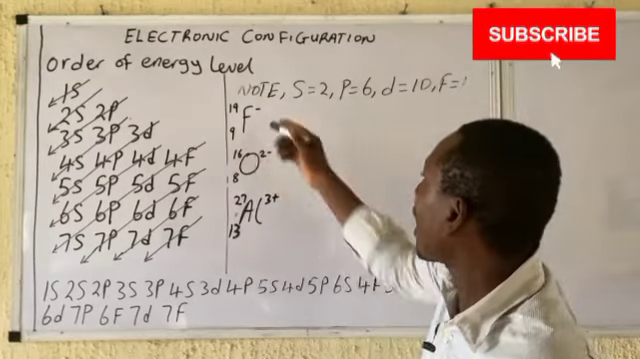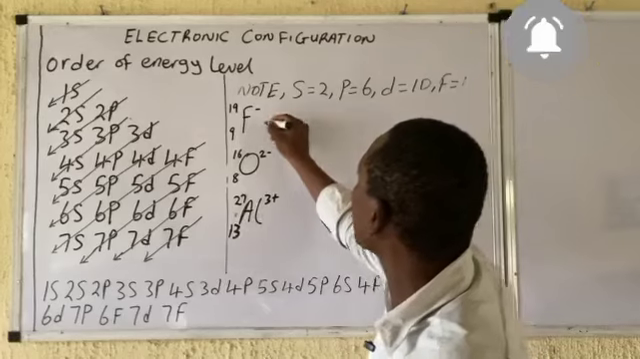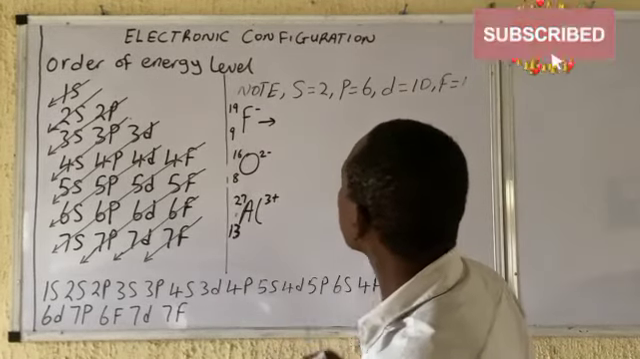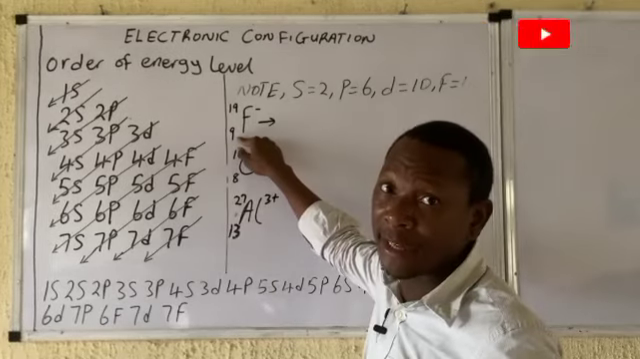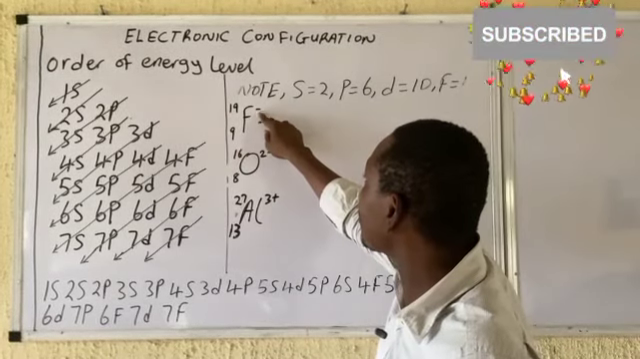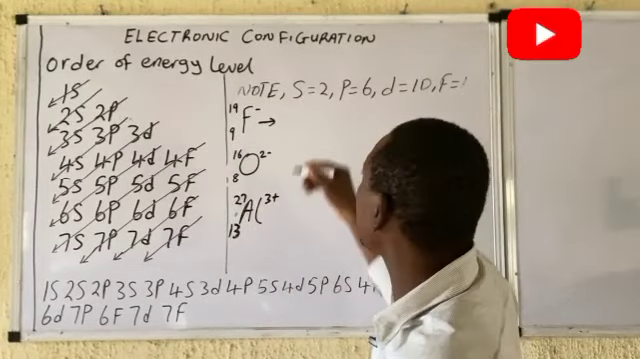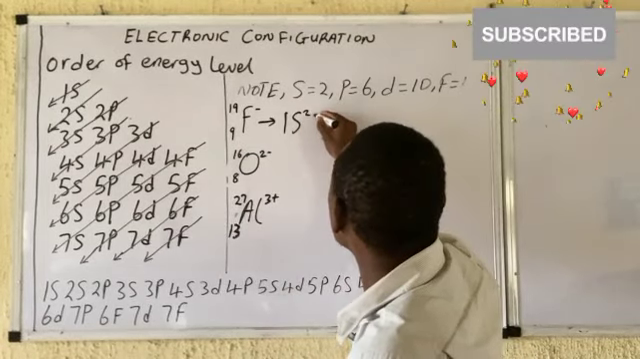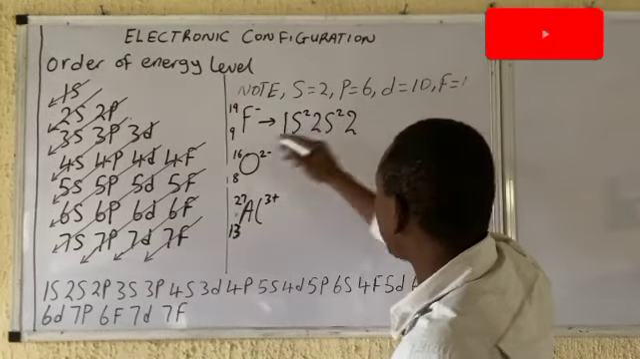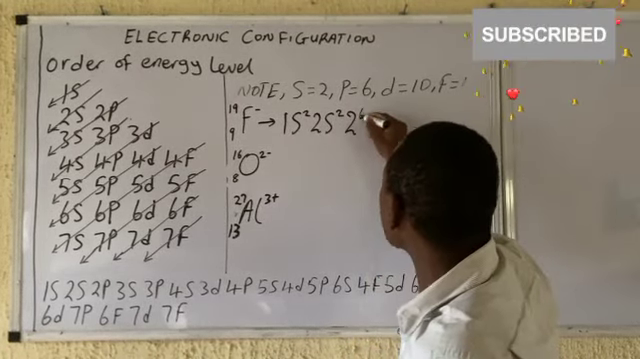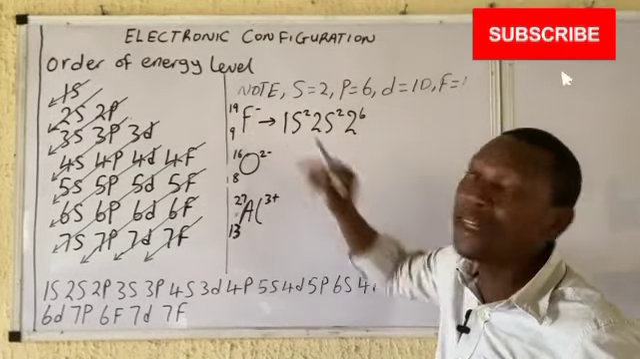Now, let's take a look at fluorine. Let's write the electronic configuration of fluorine. Remember, fluorine is actually 9 protons. Atomic number is 9. But because you have this negative charge here, it means it has gained 1 electron. So instead of working with 9, we are going to work with 10. So we now have 1s2, 2s2. Now, instead of 2p5, to make it 9, you now write 2p6. This is 10, not 9.